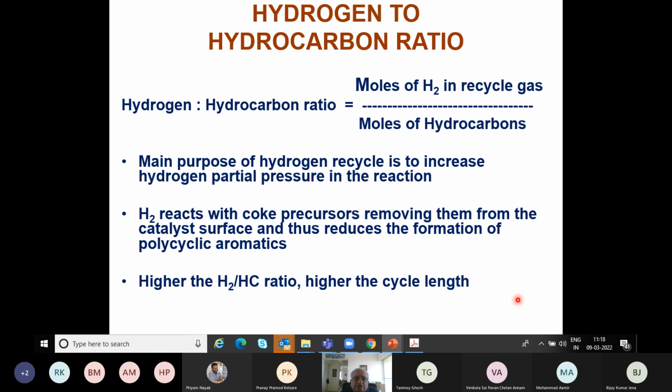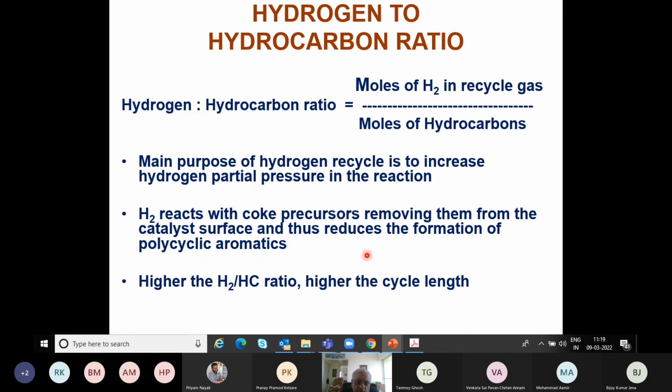The fourth variable is the hydrogen to hydrocarbon ratio, that is the recycle. Moles of hydrogen in recycled gas upon moles of hydrocarbon. The main purpose of the hydrogen recycle is to increase the hydrogen partial pressure in the reaction. And here, actually, the phenomena is the same. If we have a higher recycle, to that extent, the severity is lower and the coke deposits is lower.